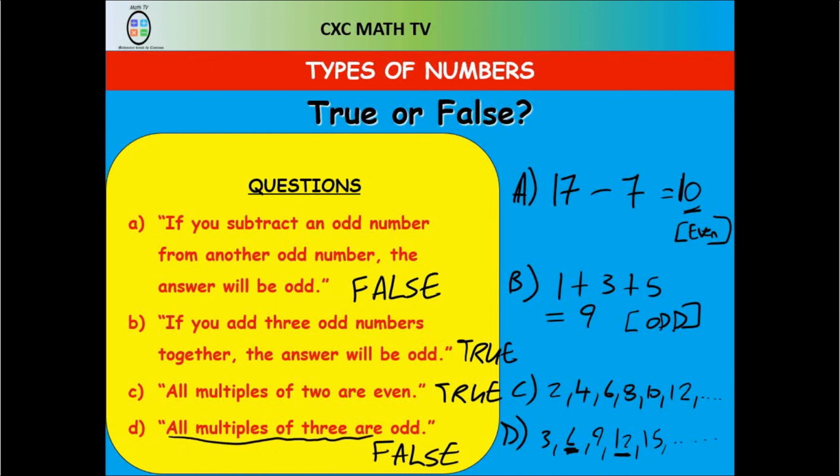Alright? And so that takes care of this video. We looked at the types of numbers. So remember, there's composite, there's prime, there is even, and there's odd number.